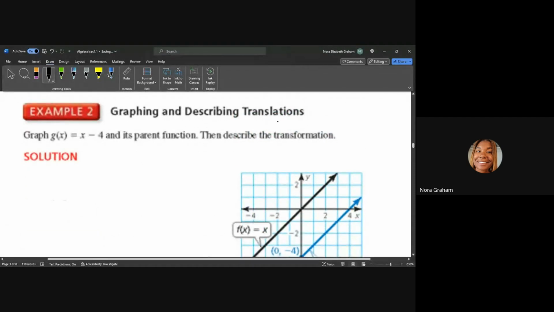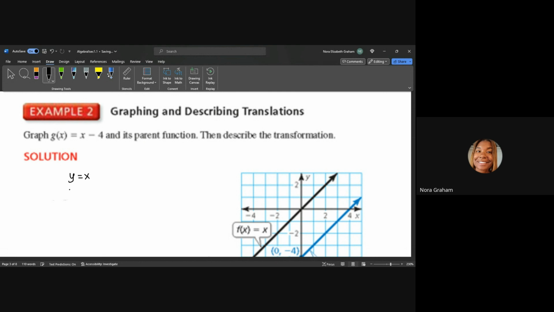Graphing and describing translations. Graph g of x equals x minus 4 and its parent function. Then describe the transformation. So this one, our parent function is just going to be a line. Usually we see it as mx plus b, but this one's just going to be y equals x.